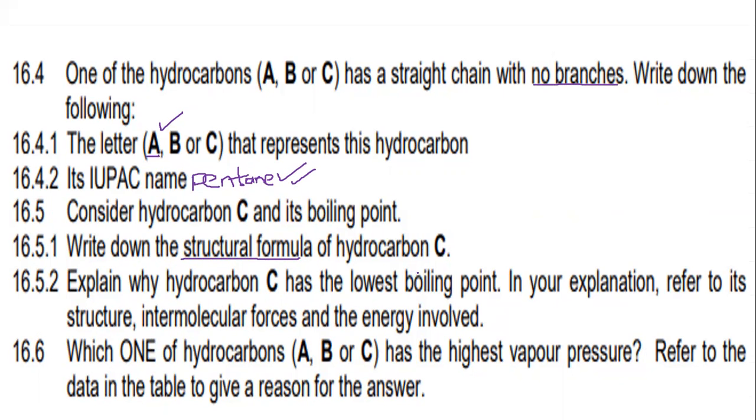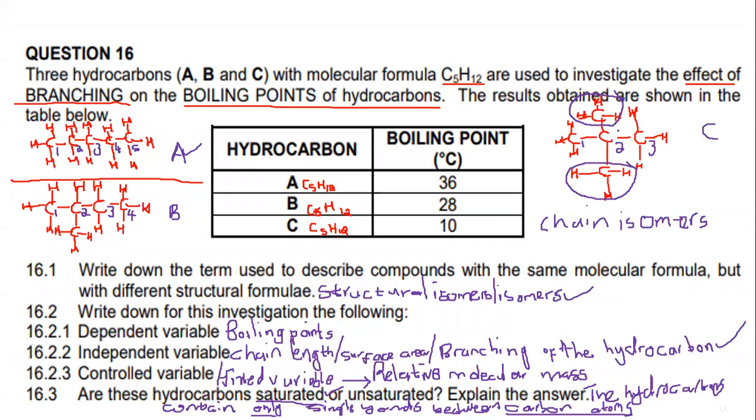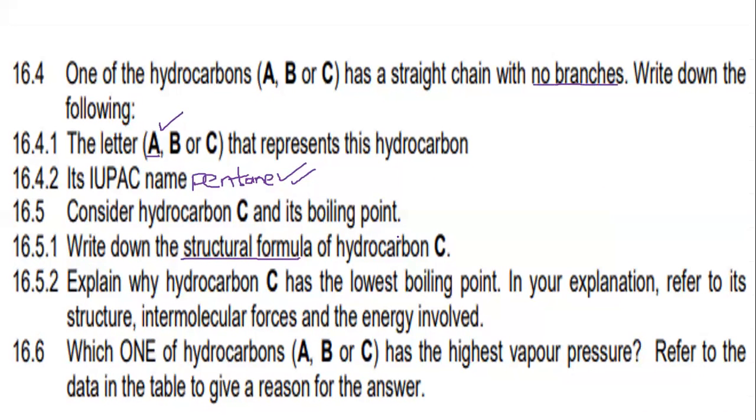And my dear learners, we have already done that altogether. There's the structural formula of hydrocarbon C. Remember, it's the one with the lowest boiling point. It means it must be the one with the smallest surface area. That is why it has 3 carbons in the parent chain and 2 substituents. So that would have given you 2 marks.